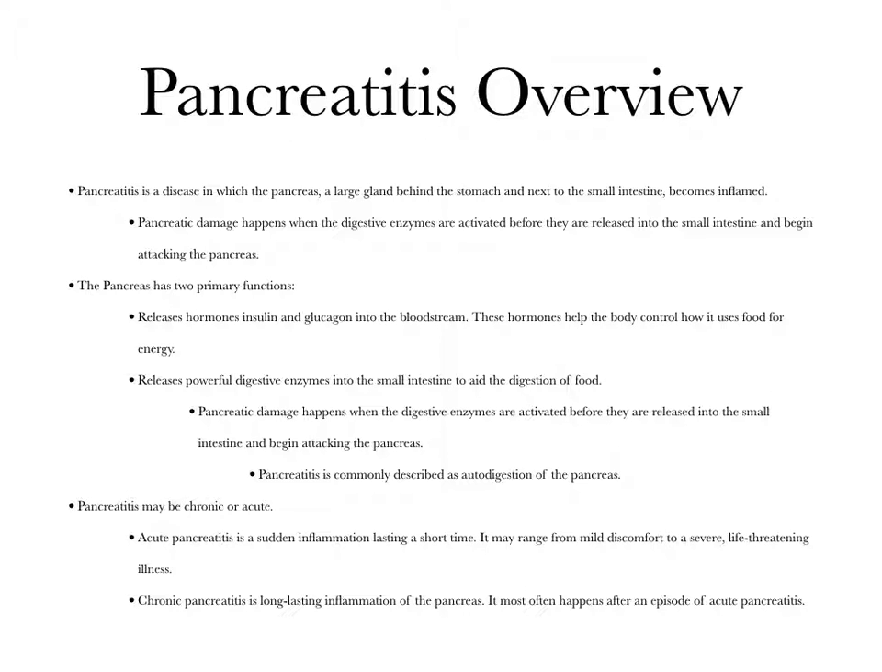It has two primary functions. The first is related to hormones, and the other is enzymes. The hormones it releases are insulin and glucagon. This controls how the body uses food for energy. And then we have the digestive enzymes that should be, in a functioning pancreas, released to the small intestines to aid the digestion of food.